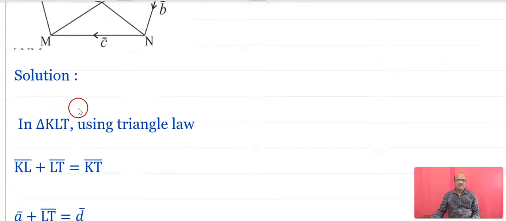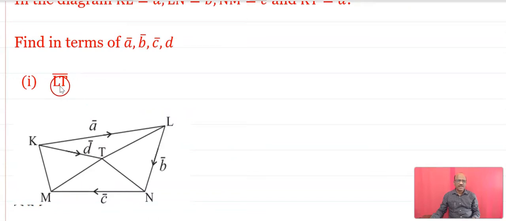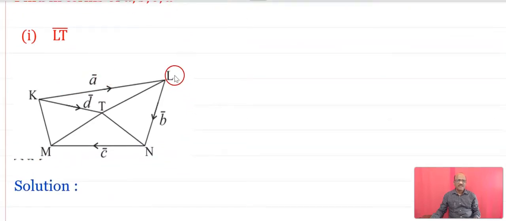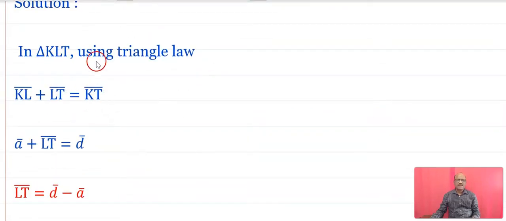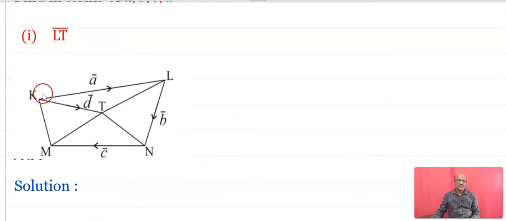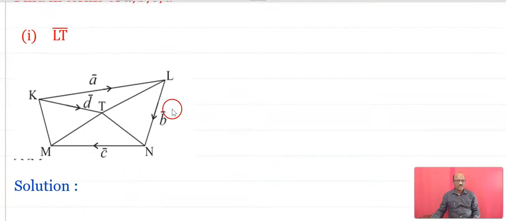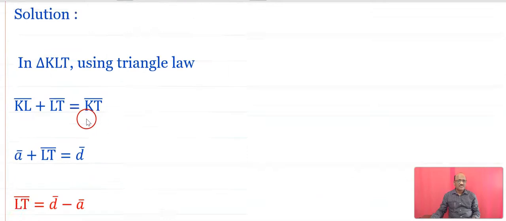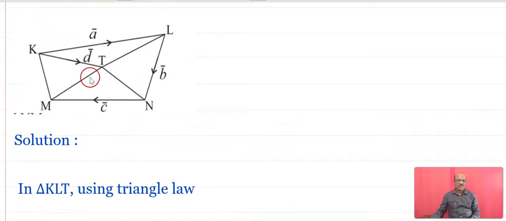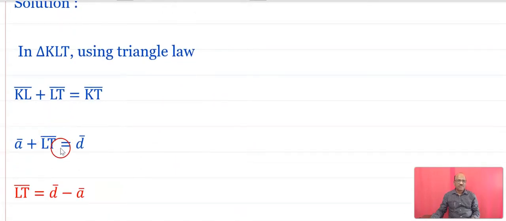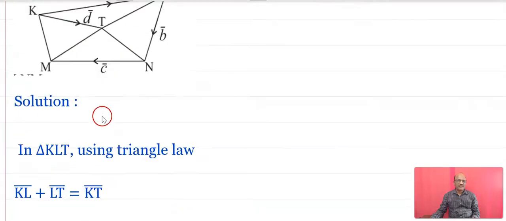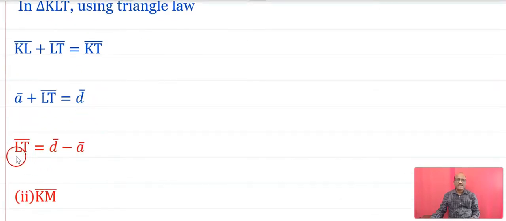Then find, first of all, LT. Now see this here, L and T. To find out the LT here, in triangle KLT, using the triangle law, you will have KL plus LT equals KT. Substitute the value of KL as a bar, plus LT bar, and KT bar, which is d bar. Therefore LT bar is equal to d bar minus a bar.